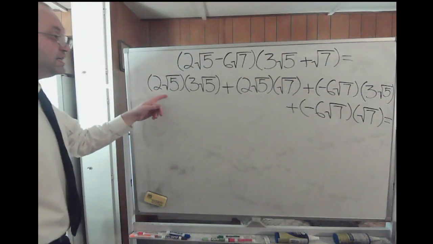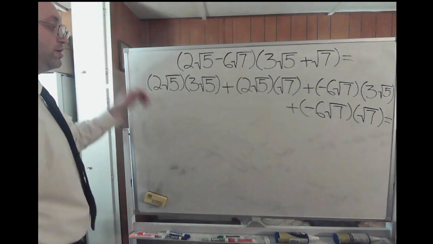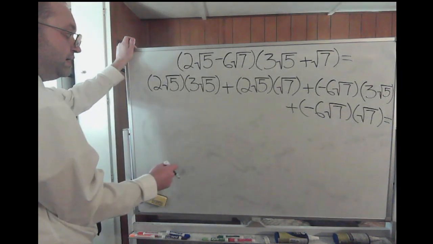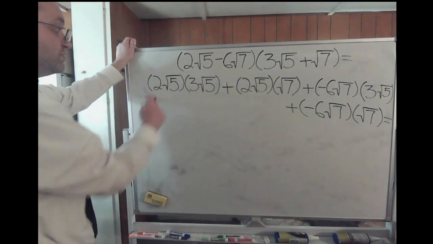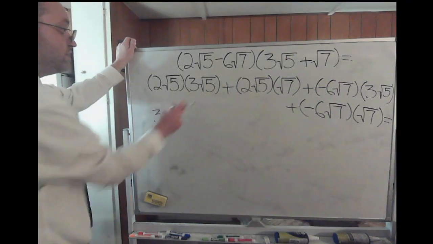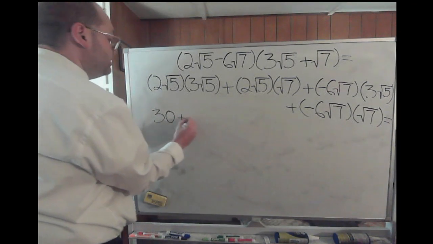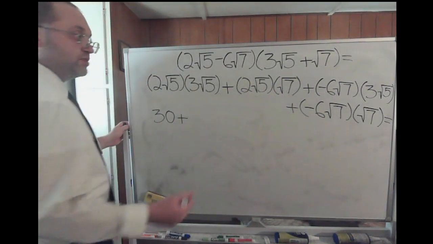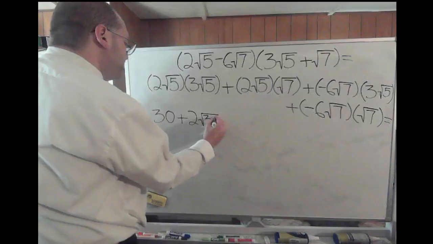So we have 2 times the square root of 5 times 3 times the square root of 5. So 2 times 3, that's 6. Square root of 5 times square root of 5, that's 5. So 6 times 5 would give you 30. So we have 30 for the first one. Plus we have 2 times the square root of 5 times the square root of 7. That would just give you 2 times the square root of 35.